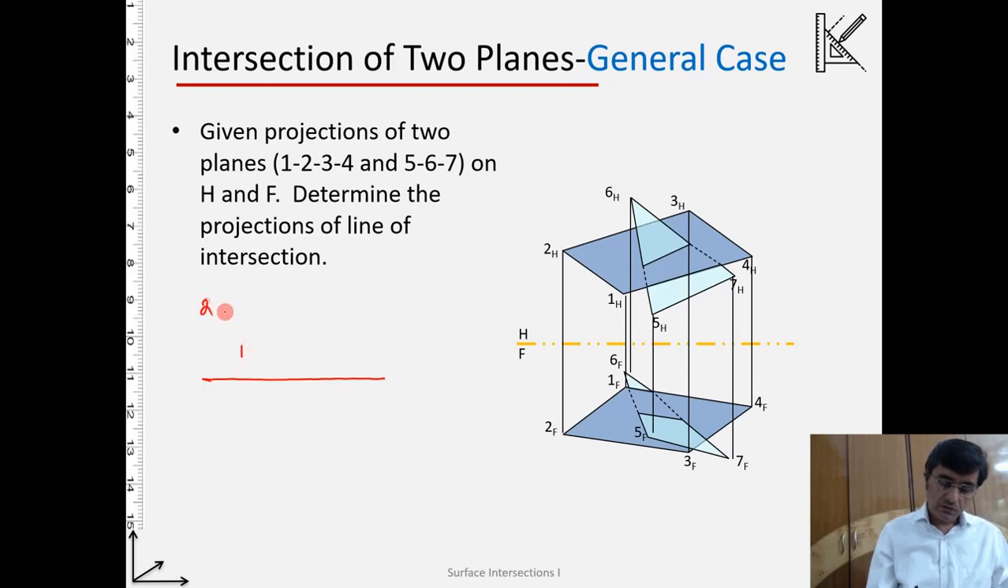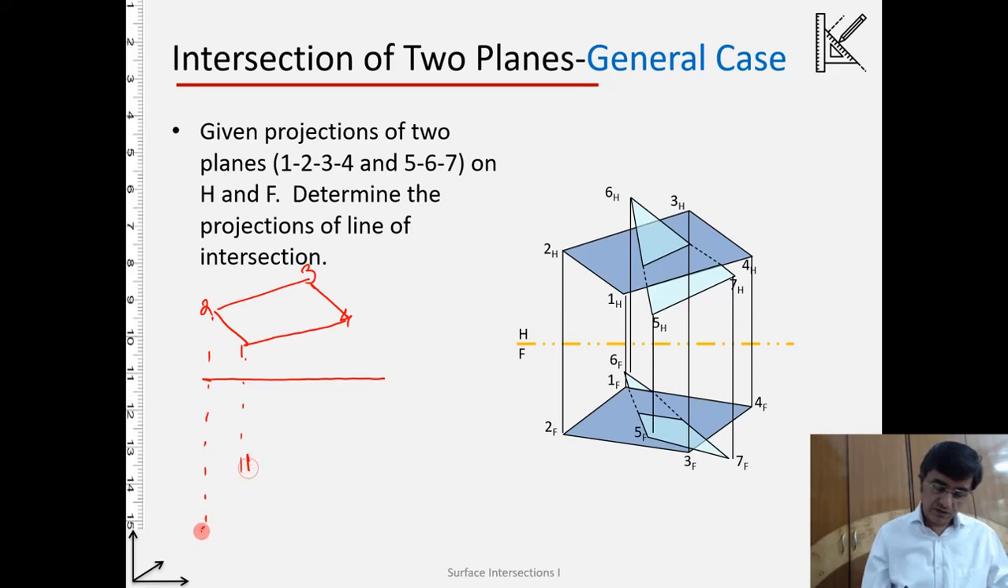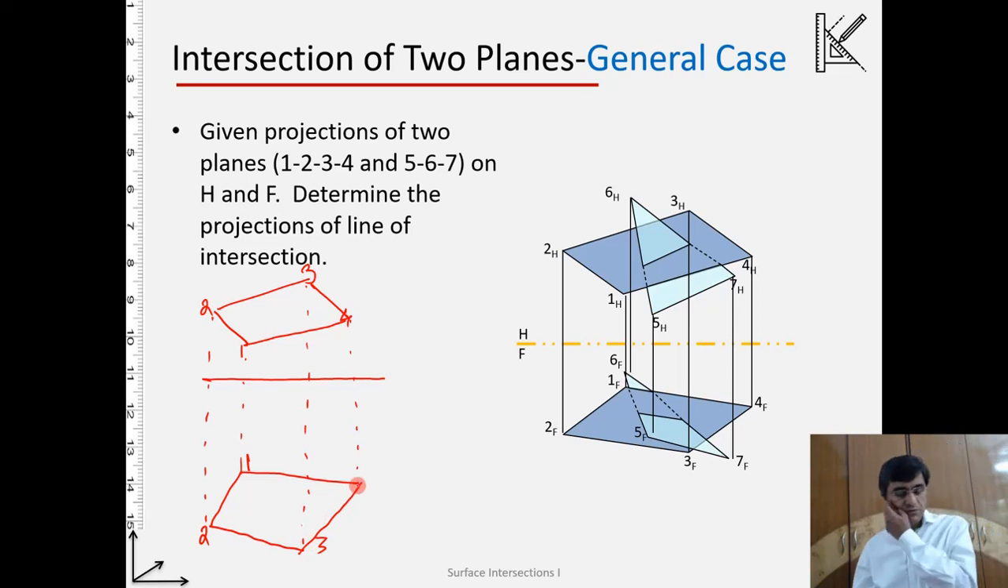1 2 3 4, that's one plane, and the corresponding frontal projection, if I give it 1 2, then corresponding to 3, I'm just trying to make it more clear to you, though the figure is there, and corresponding to 4. So that is plane number 1 which is given to you.